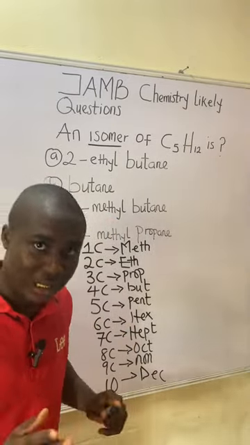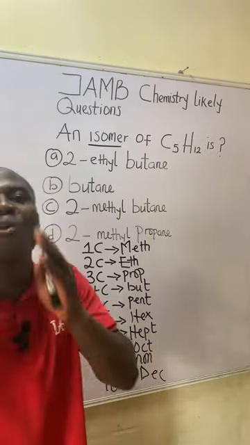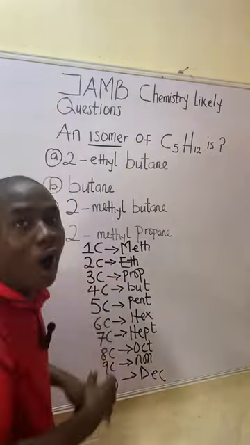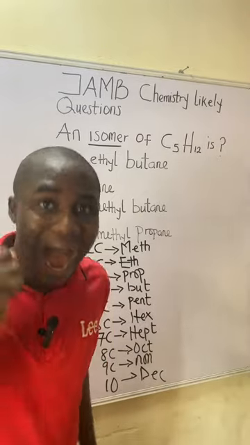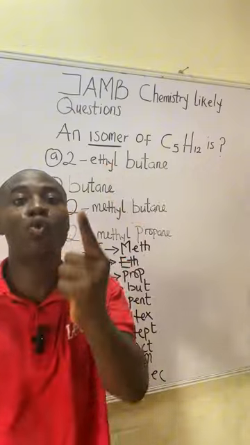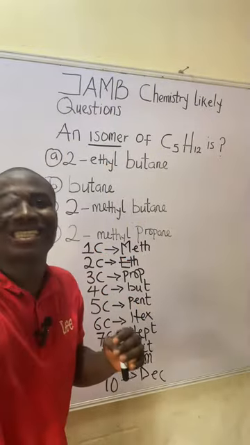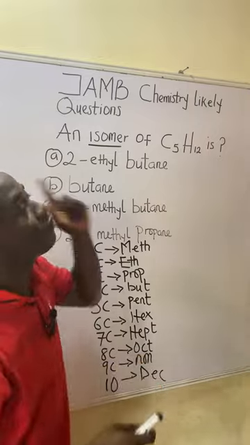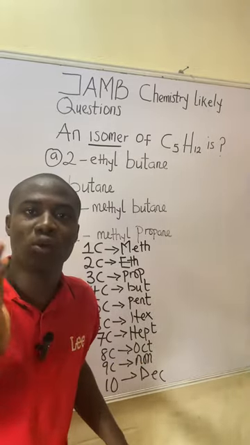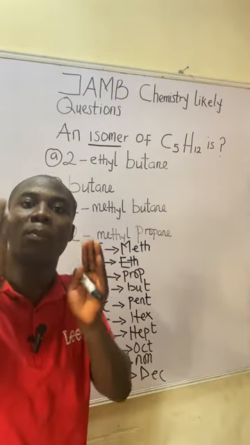It's actually very easy. Now let's analyze each of the options, because what this question is asking us to do here is to check the options that have 5 carbons and 12 hydrogens. That's what they're asking. So we have to look at each of the options and determine the compound that has 5 carbons and 12 hydrogens. So how do we do this? In this video, I'm going to teach you a trick on how it is done. It's actually very easy. What I want from you is to pay attention.